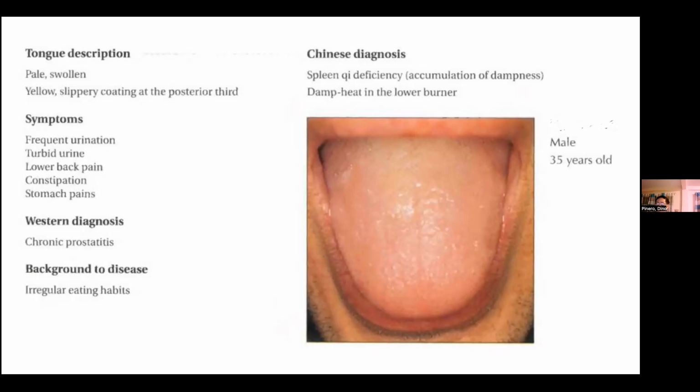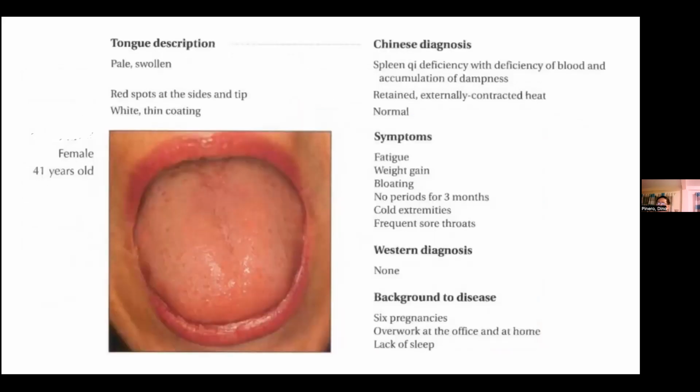Ang symptoms ng patient, there is frequent urination, turbid urine, there is lower back pain, there is constipation, stomach pains. Sa Western diagnosis, there is chronic prostatitis. Sa background of disease, there is irregular eating habits. Okay po.